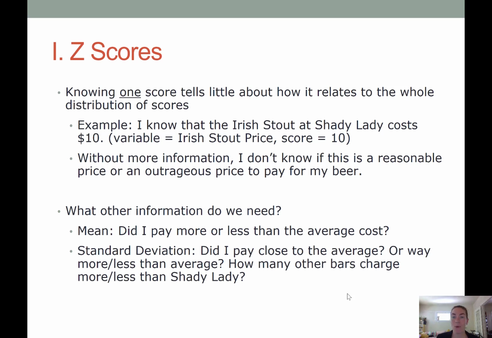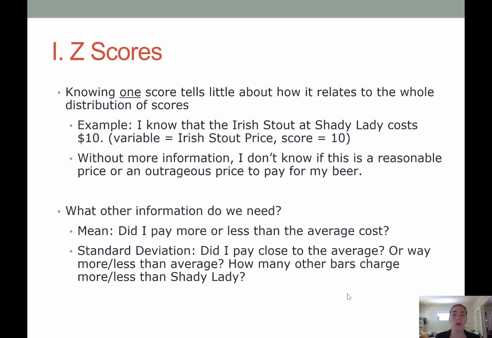So, for example, we might be interested in the mean. Did I pay more or less than the typical price for this particular Irish Stout? Maybe it's a really rare brand or really rare specific Irish Stout that's only released a couple times a year. So maybe most bars are charging $15 for this particular Irish Stout. In that case, then my $10 Irish Stout would be relatively cheap, right? But if this is just your basic Irish Stout that most bars are selling for $5 or $6, then I probably overpaid for my Irish Stout and it was probably on the higher end.